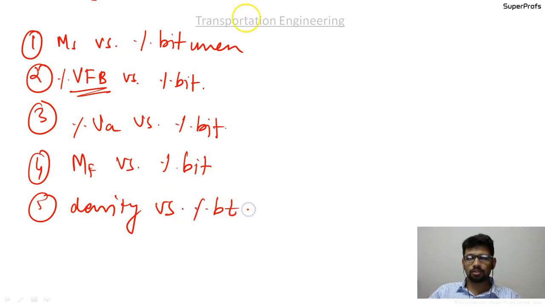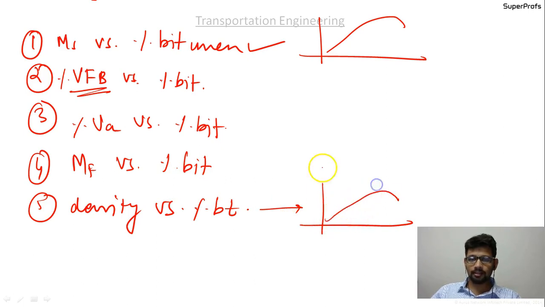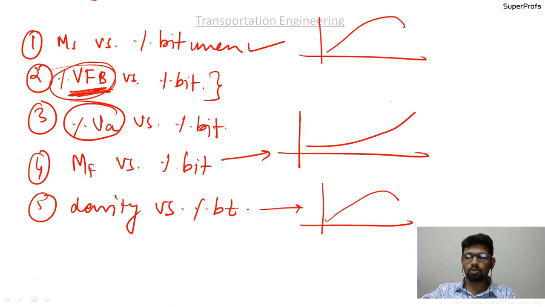Out of these five graphs, we have discussed the Marshall stability value versus the percentage bitumen. It comes out to be like this. We also discussed this graph, number 2, immediately. It comes out like this again. I said that we will discuss these two parameters in this lecture. The graph for Marshall flow value versus the percentage bitumen is of this kind. The typical graphs are of this kind, and it is important to understand the nature of these graphs because it is important from the GATE examination point of view.